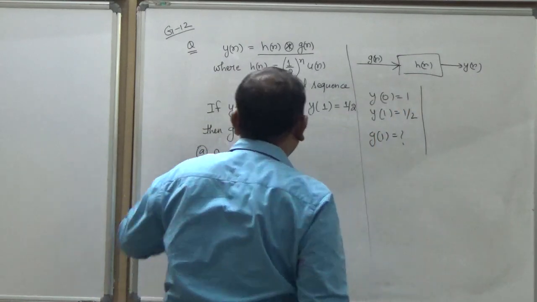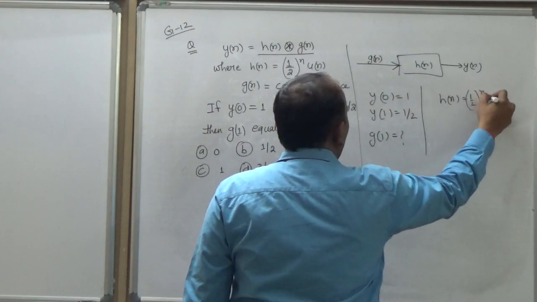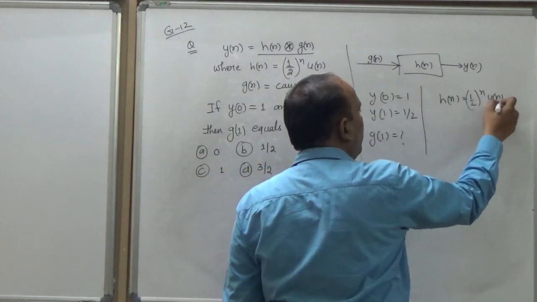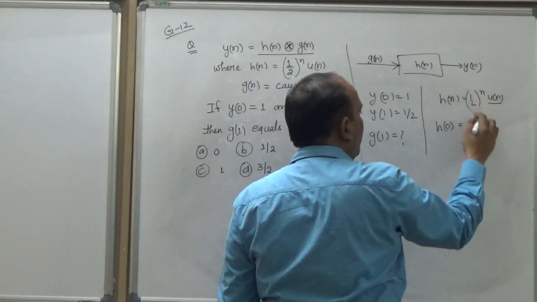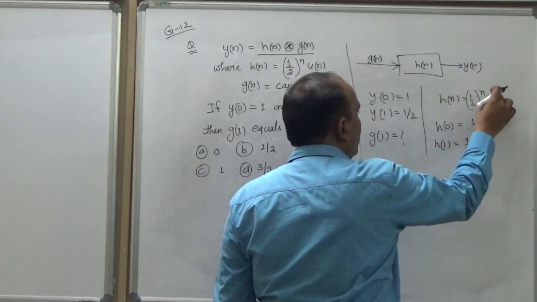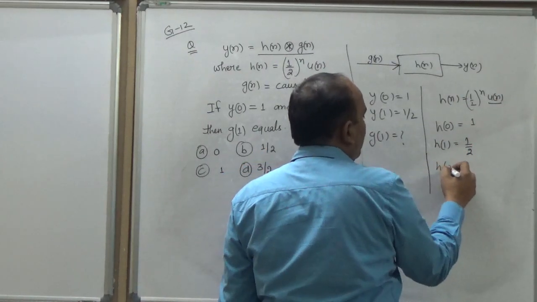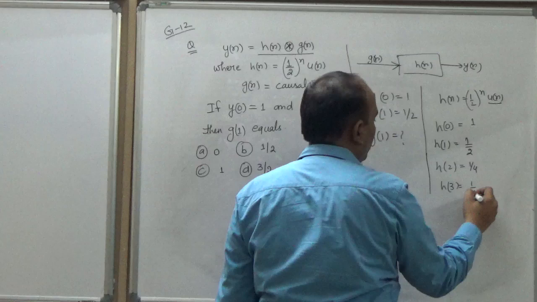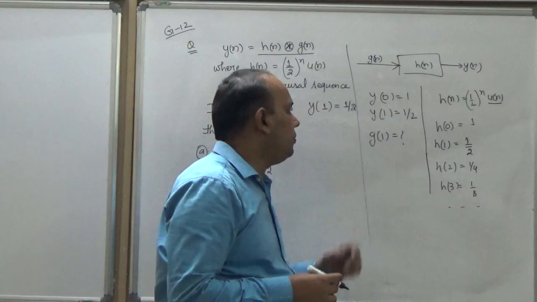Also h[n] is given as (1/2)^n u[n], so you can say that it is also a causal system, because u[n] is there. So h[0] is (1/2)^0, that is 1, h[1] is 1/2, because of u[n] it doesn't matter, it is defined for the non-negative values. h[2] is equal to 1/4, h[3] is equal to 1/8, and so on. But we have to get the value of g[1] only.